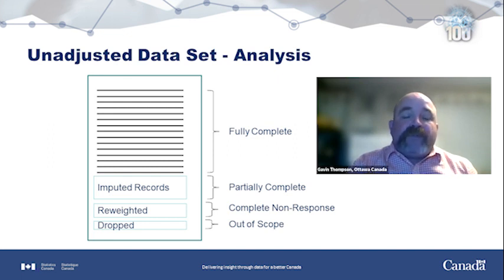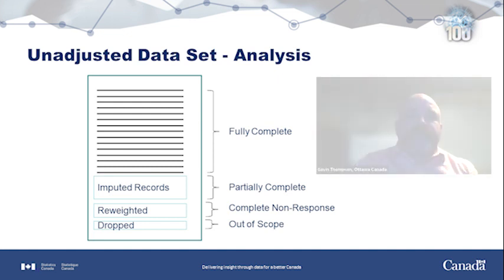If we have complete non-response, but we know that there was an in-scope unit, then we'll reweight it. And if it's out of scope, then we'll drop it. So that's how we deal with this stuff.